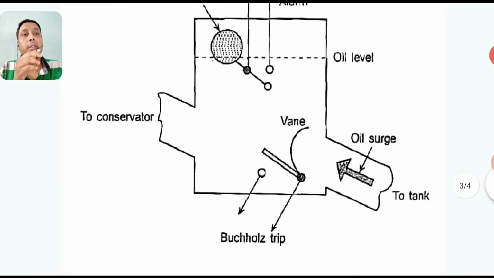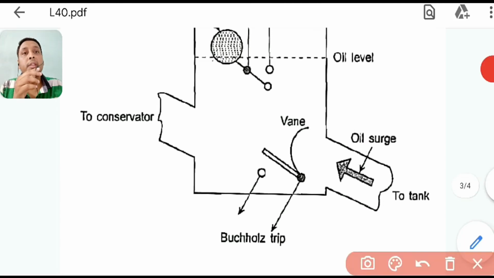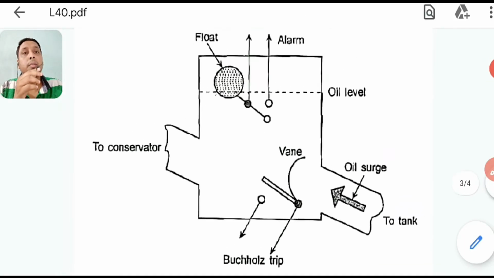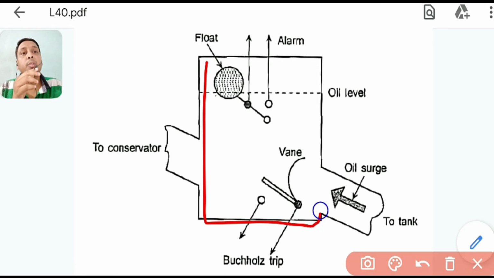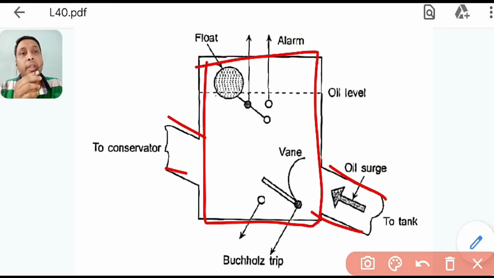You can see this is the Buchholz relay. If I zoom in, this entire thing becomes your Buchholz relay. This is the passage through which it is mounted. There is a valve, and it is connected.